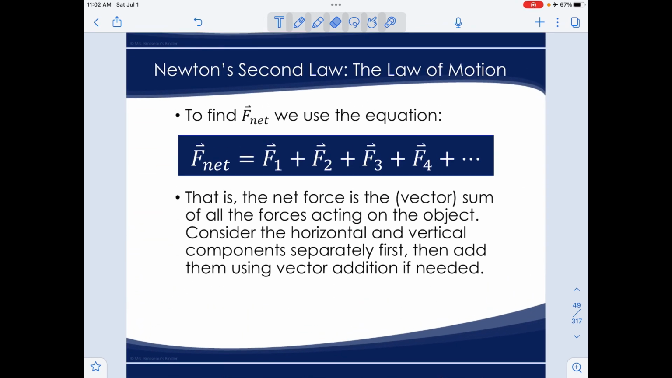Now, what about this word net? The net force basically means we just add up everything. To find the net force, we use the equation where you add up all the individual forces that are acting on the object. The net force is the vector sum of all the forces acting on the object. To make this simpler, with a two-dimensional coordinate system like this, we could break this into F net in the x direction and F net in the y direction. And we will usually do that.